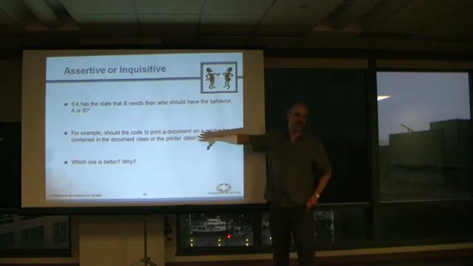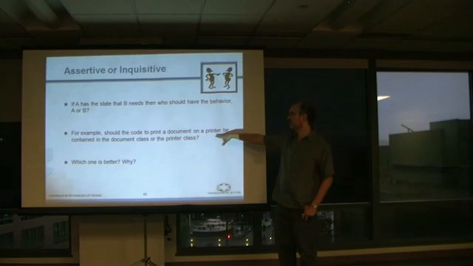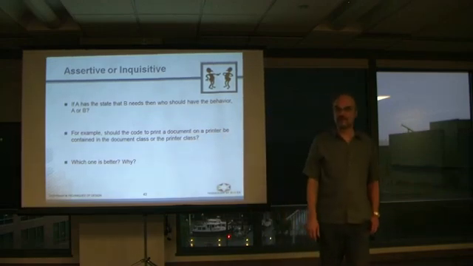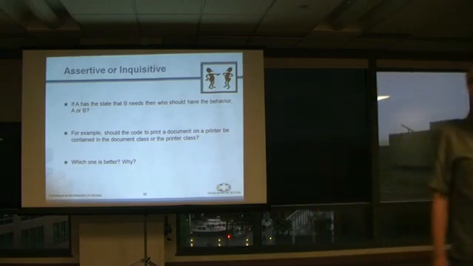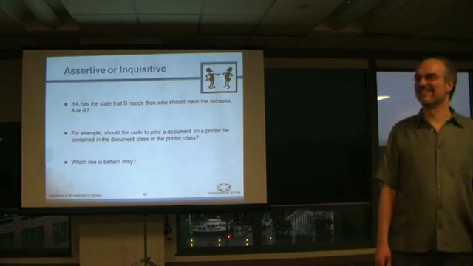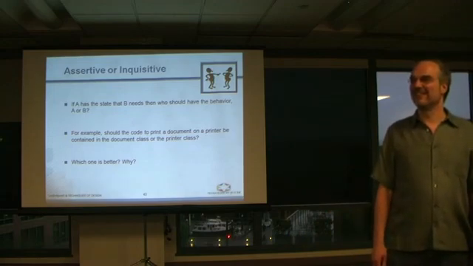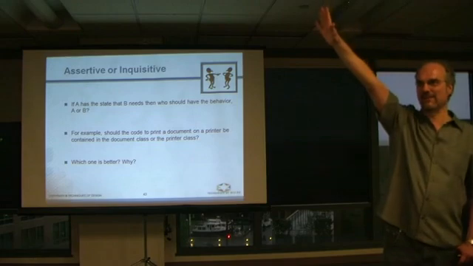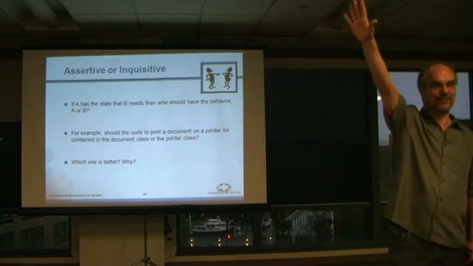let's take a concrete example first. Let's say that we want to print a document. Now, who would have the smarts to be able to do that? We want to print a document on a printer, so would it be the document class or the printer class? You want to vote? Both? I vote for printer. Let's vote on it. Who thinks the document should have it? Who thinks the printer should have it?